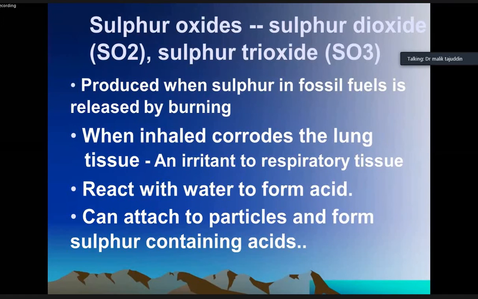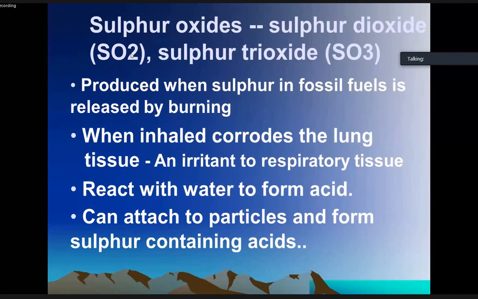Then after carbon oxides and the nitrogen oxides, there are sulfur oxides, sulfur dioxide and sulfur trioxide. And they are produced when the sulfur in the fossil fuels is released by burning. When inhaled, these sulfur oxides corrode the lung tissue, and they cause irritation in the respiratory tissue and cause respiratory illnesses like atelectasis, bronchitis, emphysema, and allergic reactions. And they react with water to form acids, and this is the cause of acid rain.